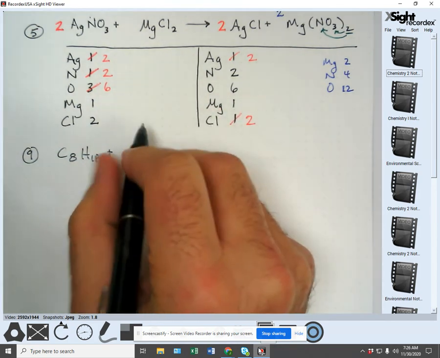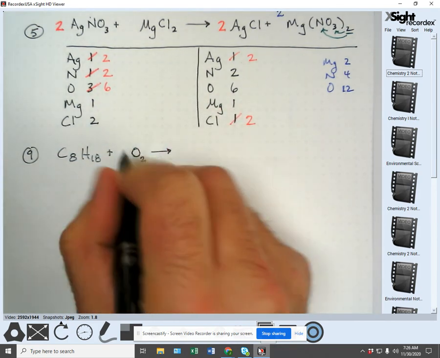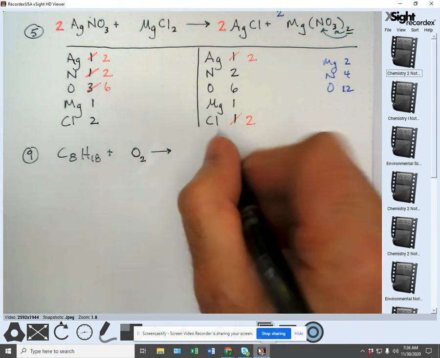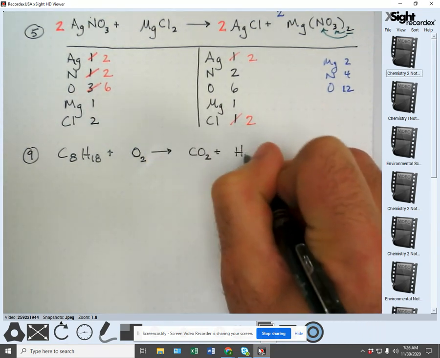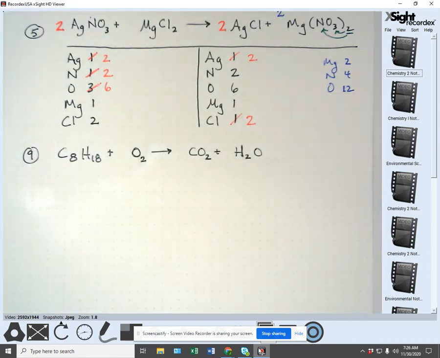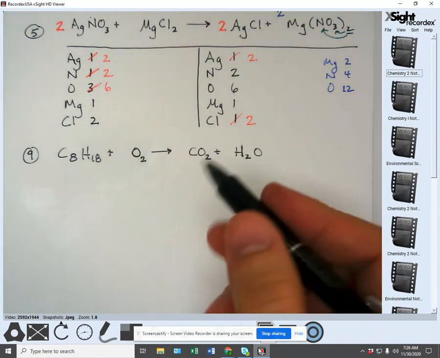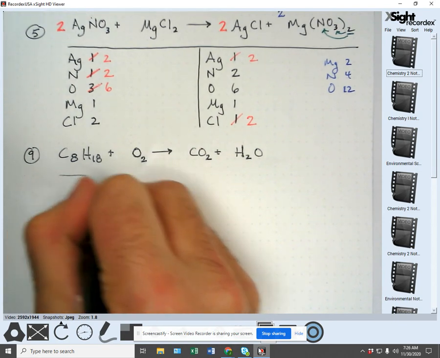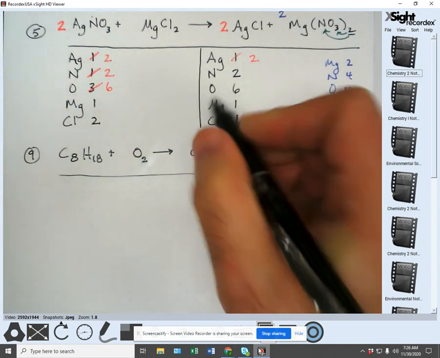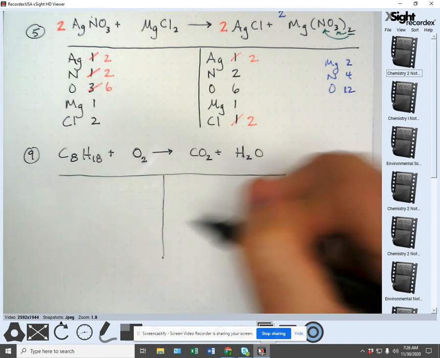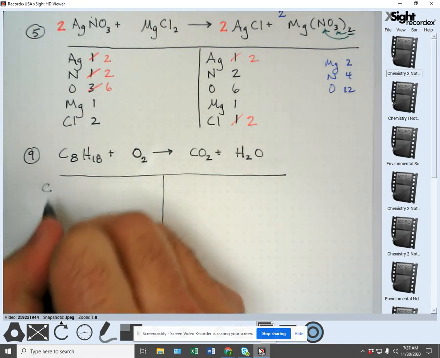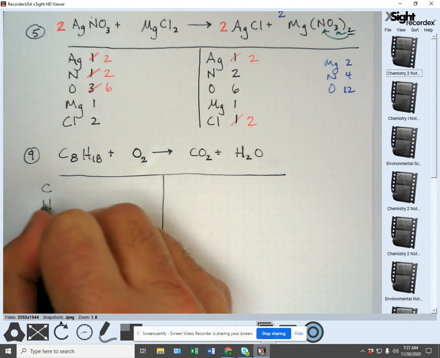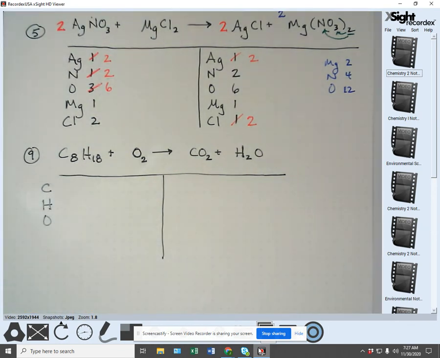Okay, and yields CO2 plus H2O. Okay, so number 9. Same thing, I'm going to T-chart it, and I'm going to split up carbon, hydrogen, and oxygen.